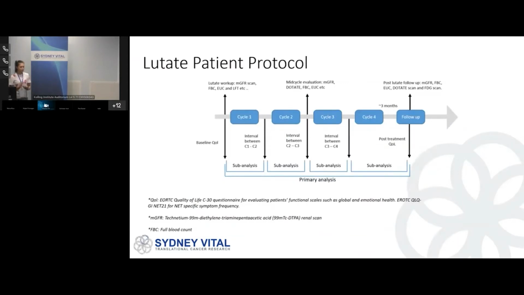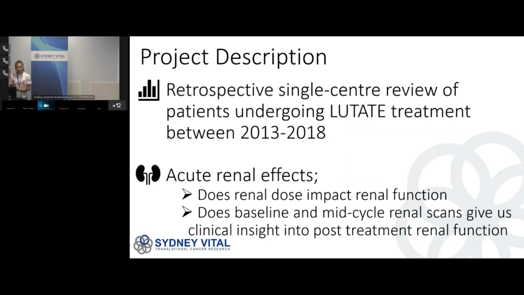So at Royal North Shore, we have a patient protocol for lutate treatment. First, we work up the patient: we assess their renal function, their quality of life, and their bloods. We then give them 4 cycles of lutate with an average interval of 8 weeks between each cycle. We then assess between each cycle their quality of life and their bloods. And at midpoint, we reassess the dotatate scan and their renal function. After this, we have an average of 3 months follow-up assessing all of the above, as you can see in this diagram here.